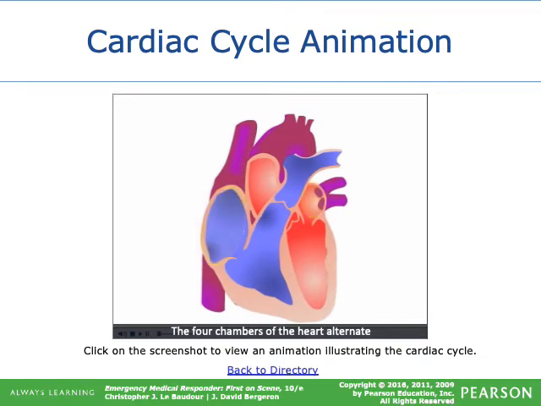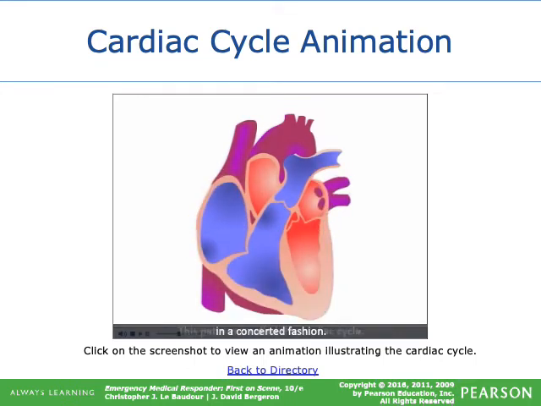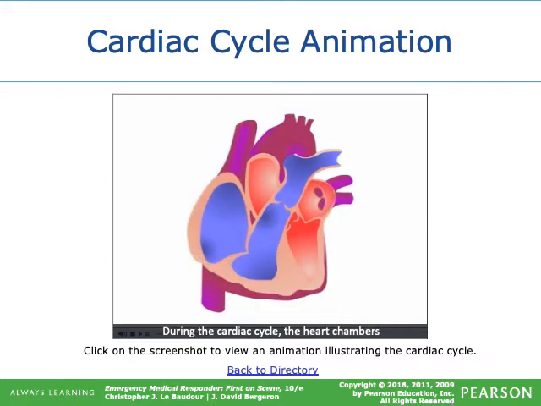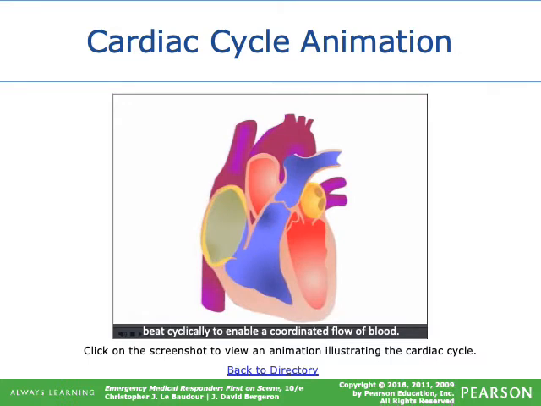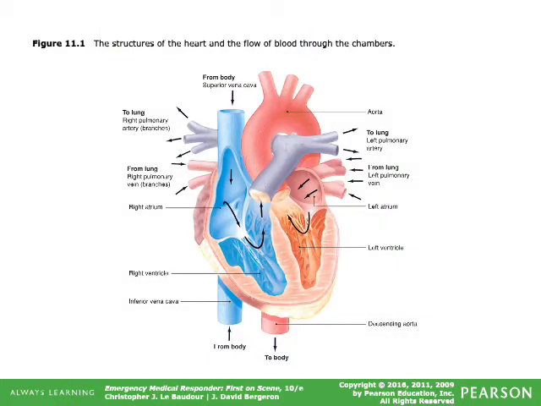The four chambers of the heart alternate between contraction and relaxation in a concerted fashion. This pattern is called the cardiac cycle. During the cardiac cycle, the heart chambers beat cyclically. This is an animation of the structures of the heart and the flow of the blood through the chambers, represented in this figure. It's also in your book.